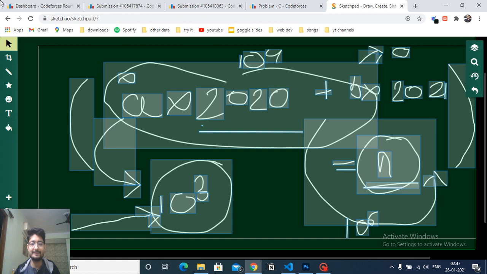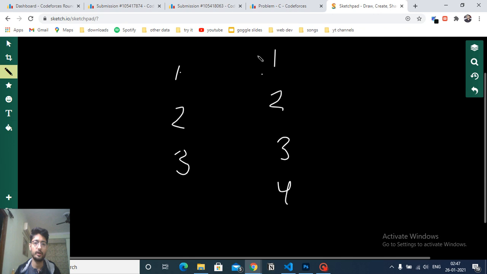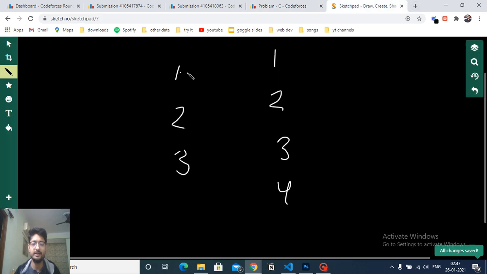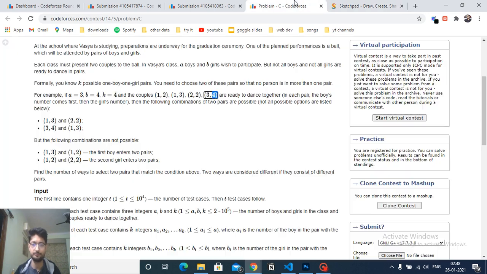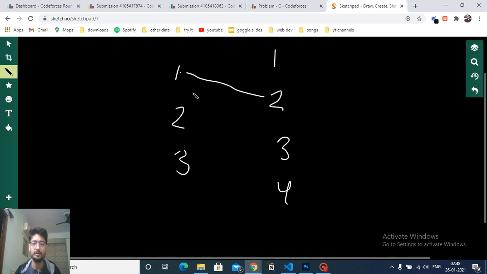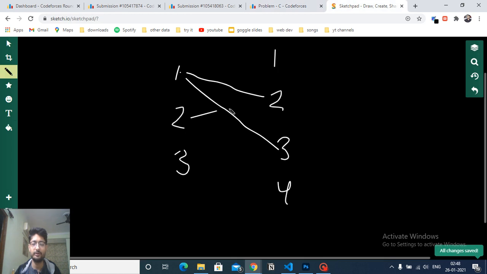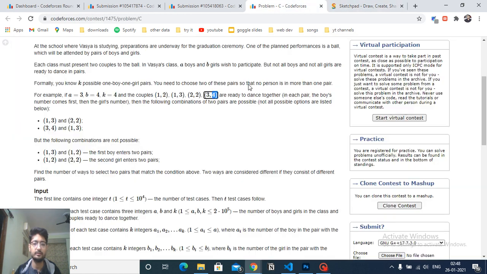Now, let's draw out this case. This is the first boy, second boy, third boy, and these are the girls: first girl, second girl, third girl, fourth girl. The first and the second are connected, which means the first boy and the second girl are a possible pair. The first and third, then second and second, the second boy and second girl, and the third and fourth.